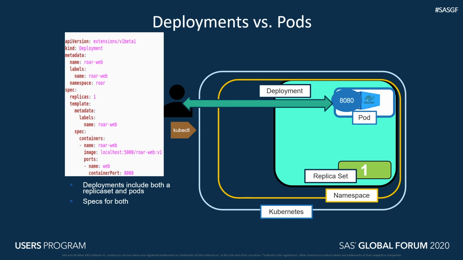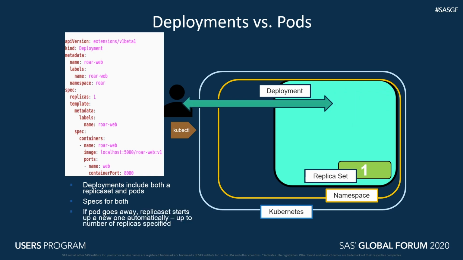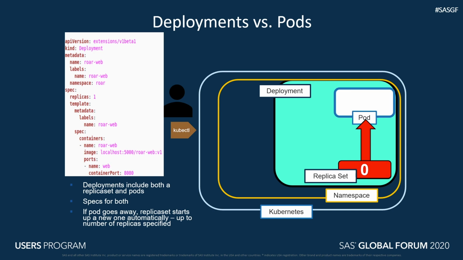What happens if the pod goes away? It has a problem in the container, for example. If the pod goes away, then my connection is broken, but the replica set within the deployment will automatically start up a new one, because it says you're supposed to have one of these all the time, and now I see you have 0. So let me make sure I give you 1 to be consistent with the specification you put in there. So it gets us another pod up and running, exposing the port, and I can connect to it.